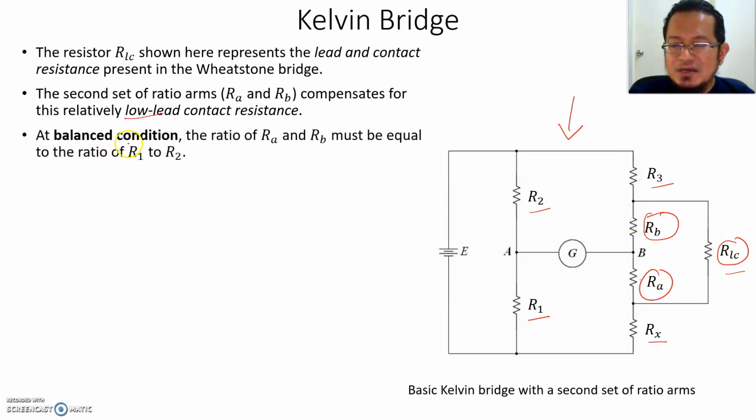So because of that, at balanced condition, if you want to include RA and RB, this is basically to come up with this point here. It requires a lot of derivation, but we are not going to cover that in this course.